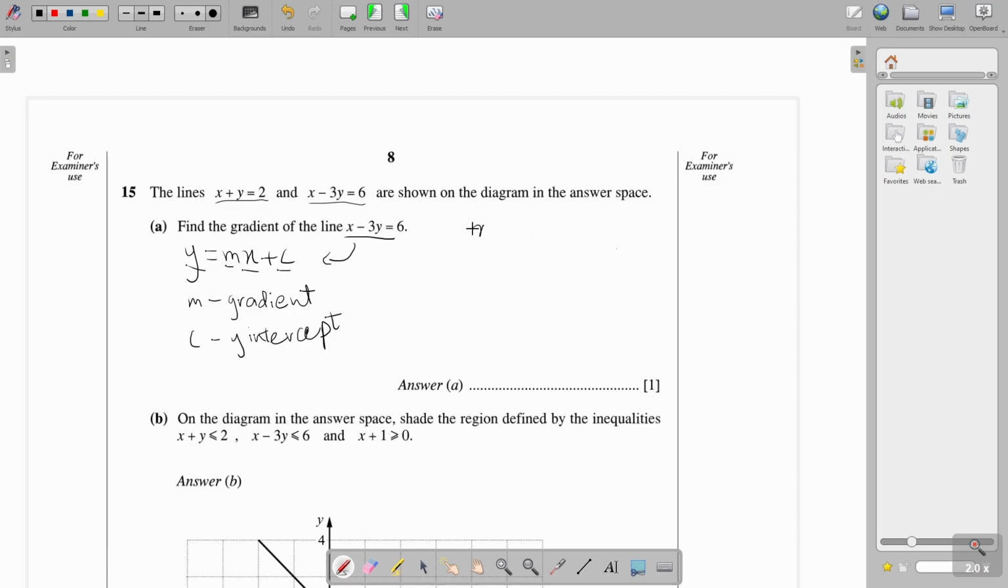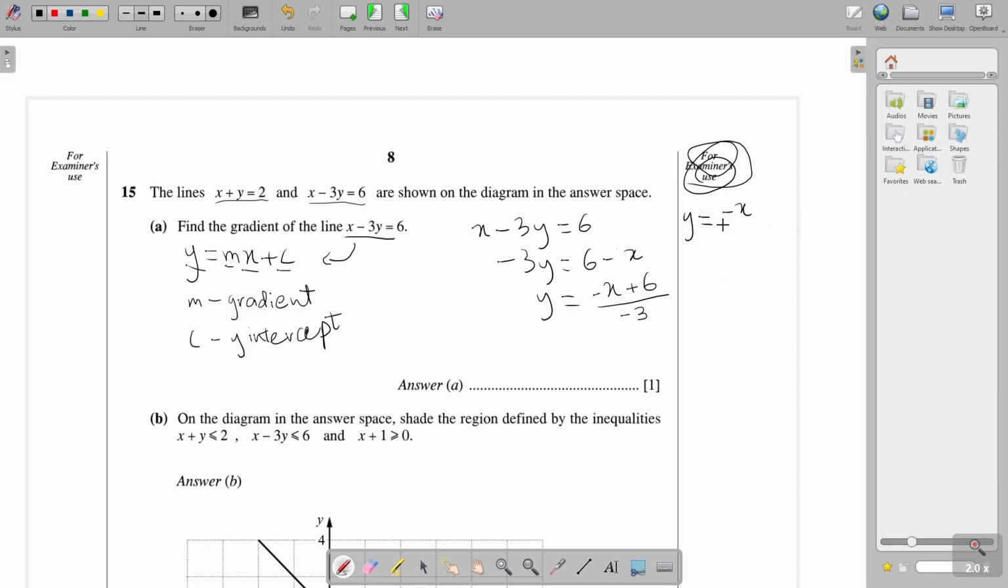So how I do that is, well, we have x minus 3y is equal to 6. We can make the x go over there by minusing x from both sides. So we'll have 6 minus x. And then we can divide both sides by -3. So y is equal to minus x plus 6 over -3. And let's split that out. I know it says for examiners use only, you shouldn't write here, but this won't be going to an examiner, so I will.